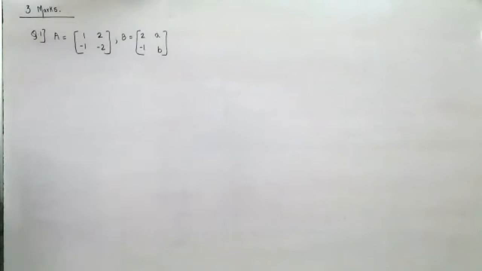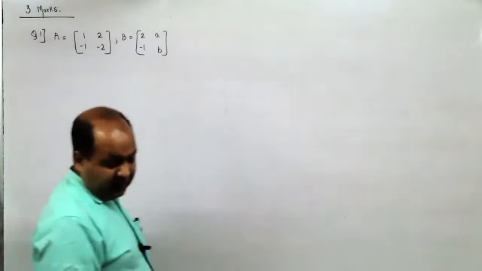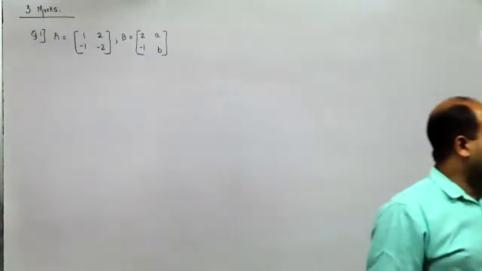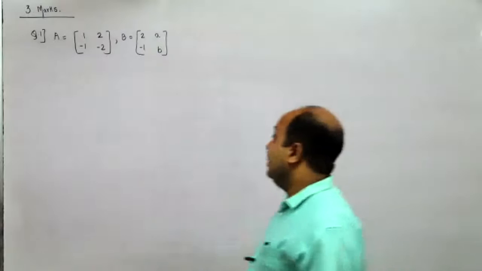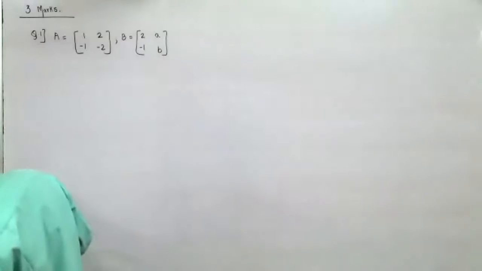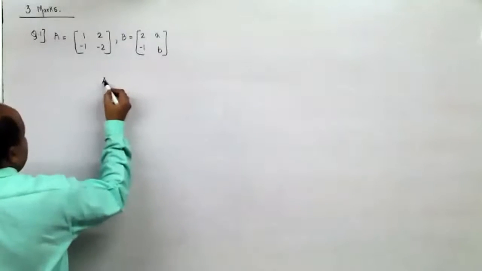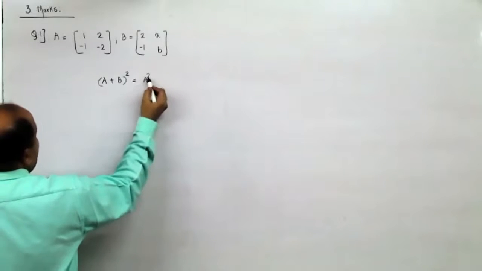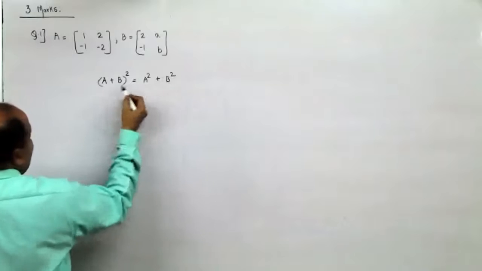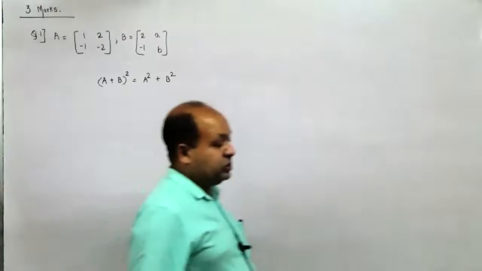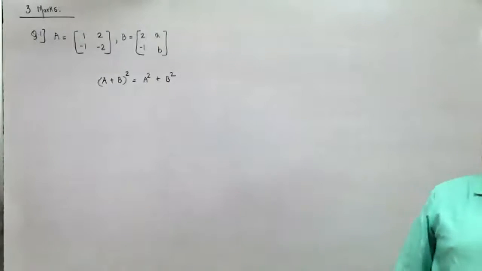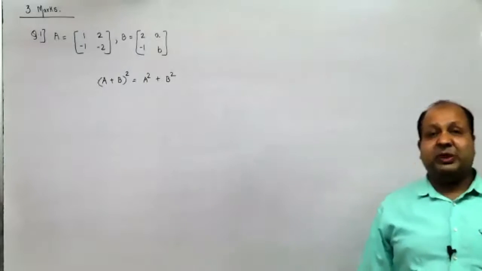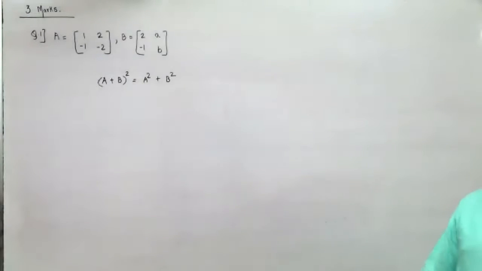They have mentioned that (a plus b) the whole square is equal to a square plus b square. Now in these kind of problems, you are not supposed to find a plus b first, then find the product of a plus b with a plus b, then find a square b square.